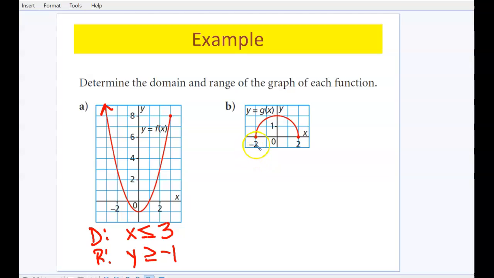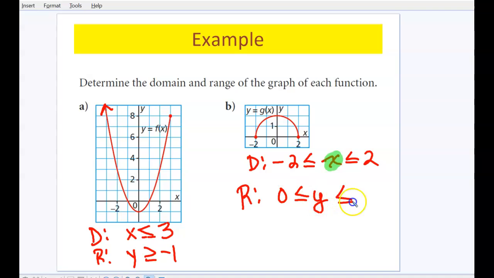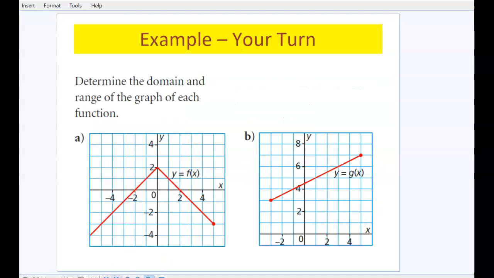In the second example, my x values go from -2 to 2. So for my domain, I'm going to write it as one inequality. And I'll write -2 is less than or equal to x is less than or equal to 2, which really means x falls between -2 and 2. And it includes -2 and 2 because there are solid dots there. For my range, I look at my y values. Well, my lowest y value is 0, and the highest y value is 2. So similarly, 0 is less than or equal to y is less than or equal to 2.